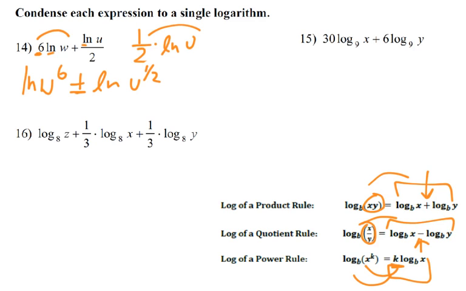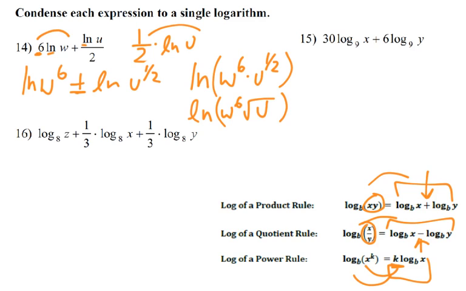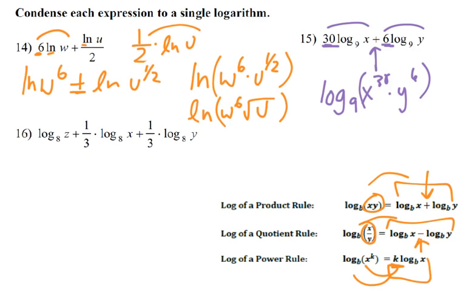Okay, now it's plus, so we just combine them with multiplication. So natural log of w to the 6th times u to the 1/2. And if you want, put it in parentheses. Or natural log of w to the 6th square root of u. Okay, either one of those will work. Okay, 15. I've got 30 becomes a power, 6 becomes a power, plus we put them together. So basically log base 9 of x to the 30th times y to the 6th. That's how we simplify it.